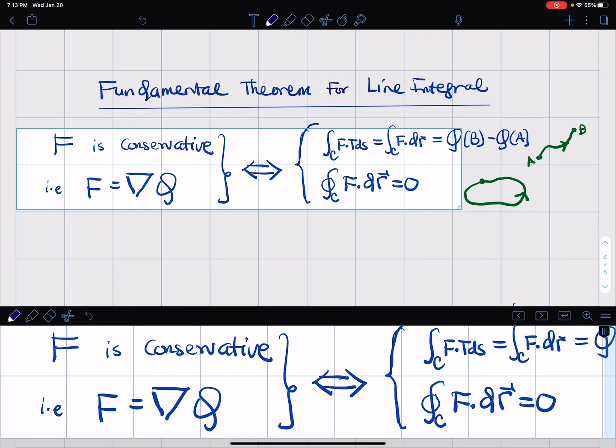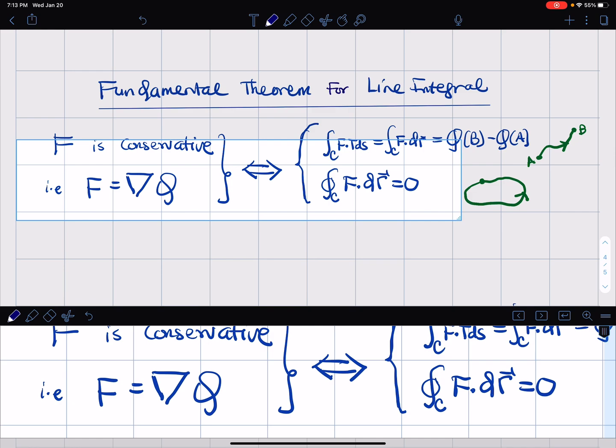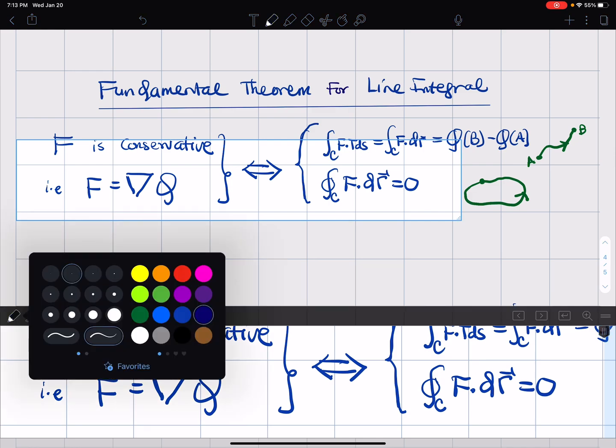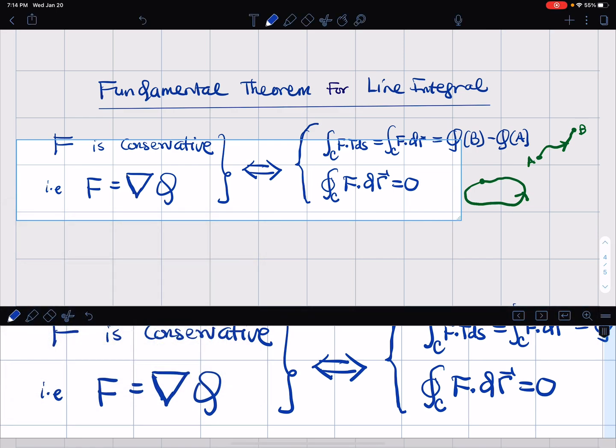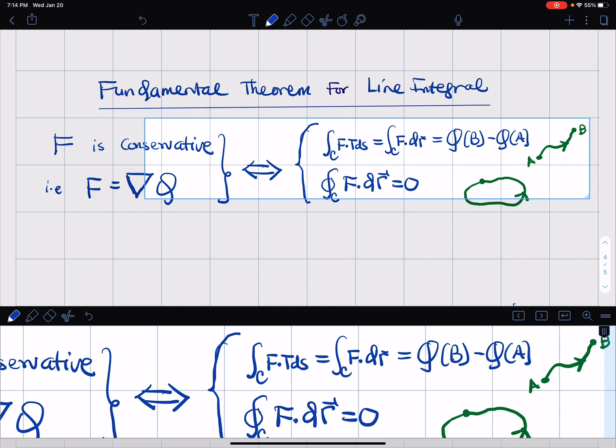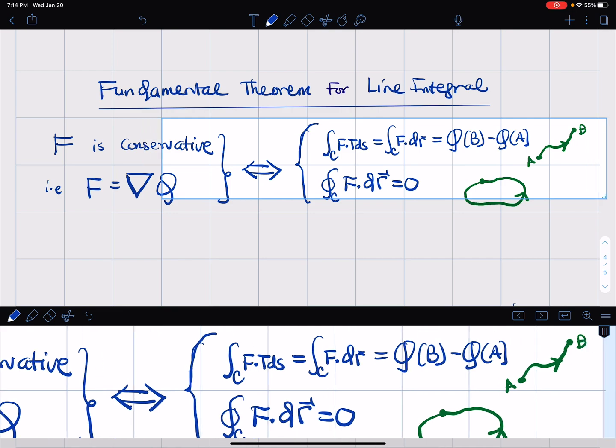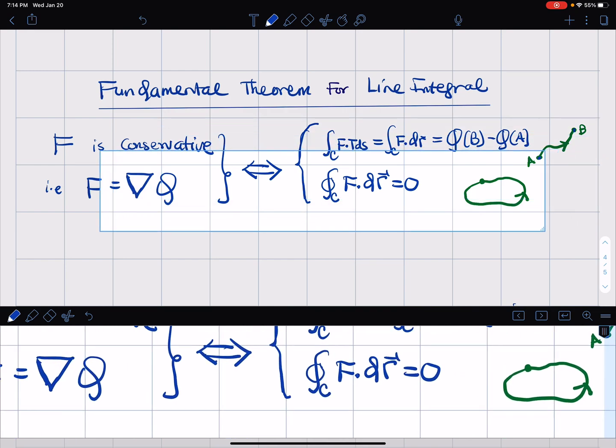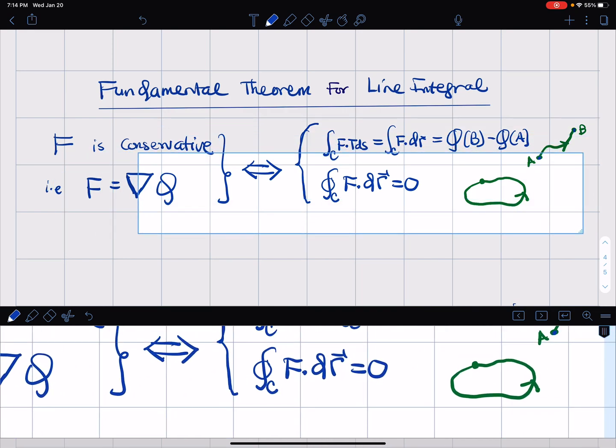So if f is conservative, that means we can have a phi such that f is the gradient of phi. If this is true, then there is a quick way of computing the line integral along C. The line integral along C can just be computed as phi at B minus phi at A, where A is the beginning point of the curve C, and B is the final point of C. And then, if f is conservative, the line integral along any closed curve is just 0. Does that make sense?